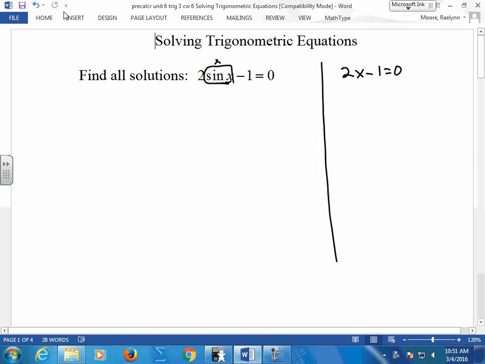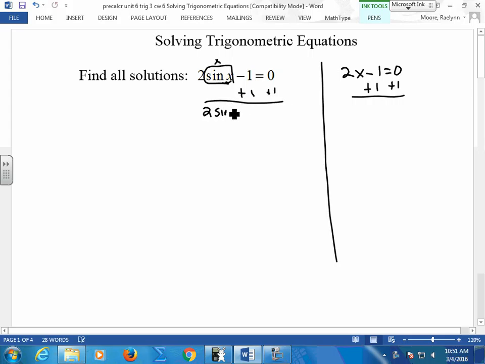Guys, okay, so now that's the one thing that's our variable, the sine of x. So in our algebraic equation, we would add 1. So we're going to add 1 in our trig equations. The sine of x is going to stay together here. Then in our algebraic equation, we would divide by 2, and we would get our answer.